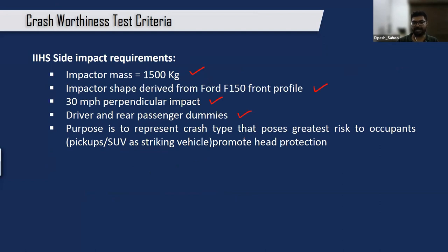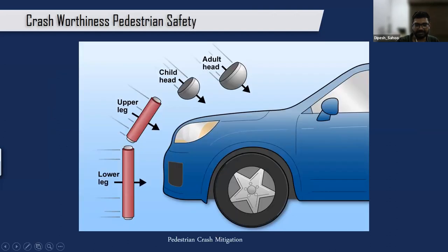The purpose is to represent a crash type that poses greater risk to occupants and promote head protection. Then you can say this is the crashworthiness or pedestrian crash mitigation. Mitigation means decrease of pedestrian crash. So the bumper heights should be such that this type of crash should occur. In India, your Tata Nexon and Tata Harrier have 5-star ratings.